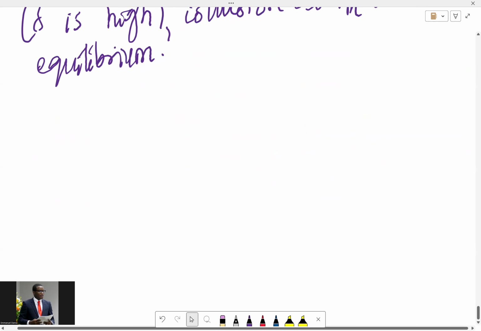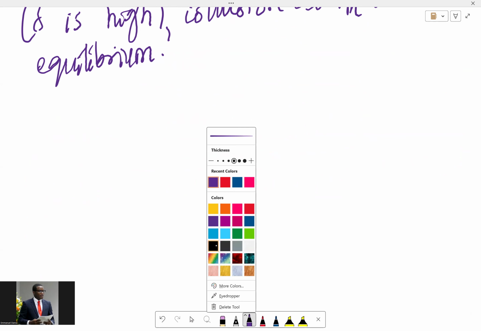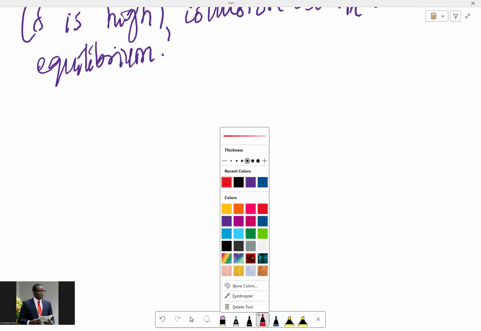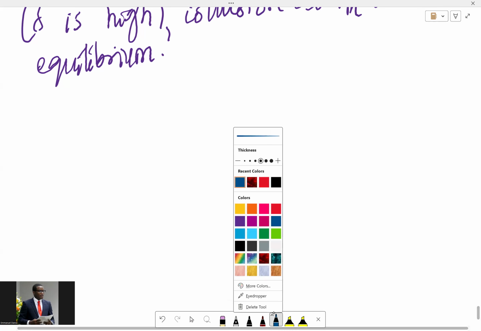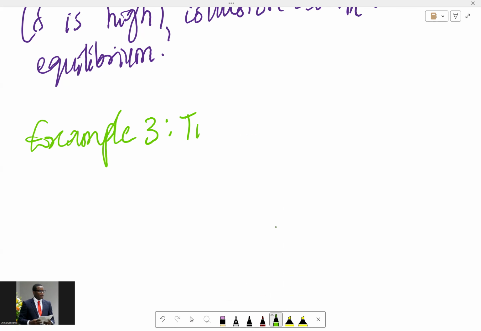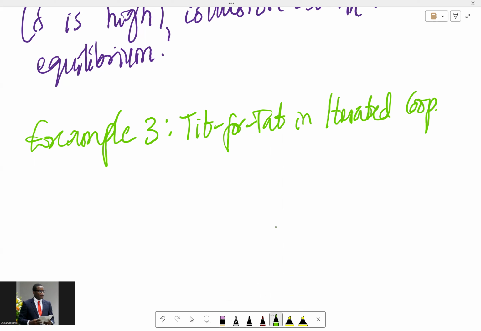All right, so I also want to switch over to take the last example as we gradually draw to a close. Okay, so we take example three for repeated games. Example three, where we talk about tit for tat in iterated cooperation.